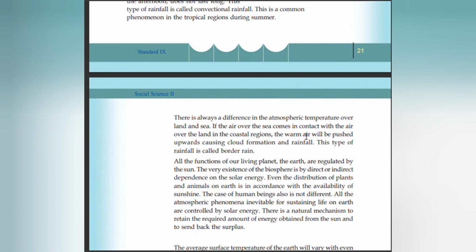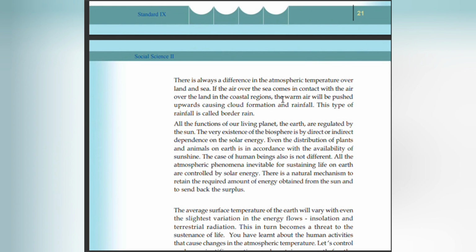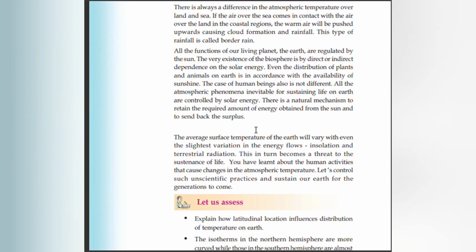There is always a difference in the atmospheric temperature over land and sea. If the air over the sea comes in contact with the air over the land in the coastal regions, the warm air will be pushed upwards, causing cloud formation and rainfall. This type of rainfall is called the border rain.